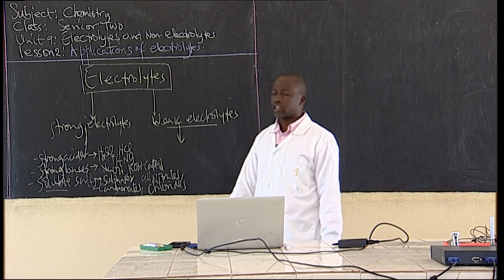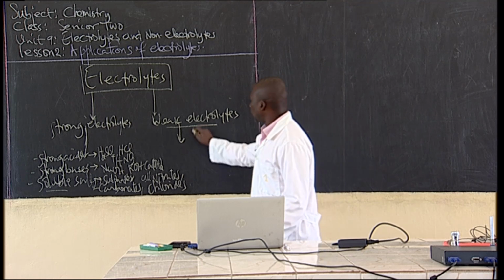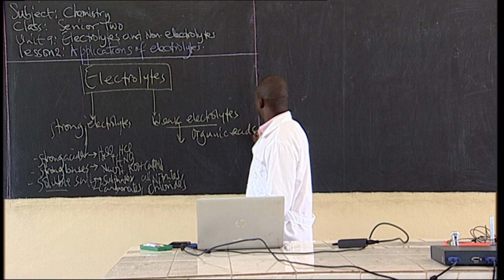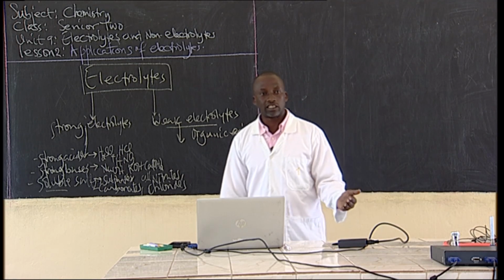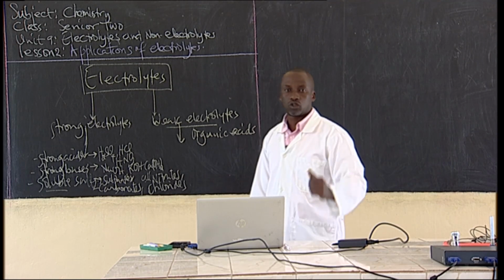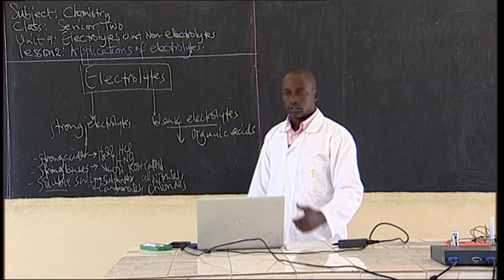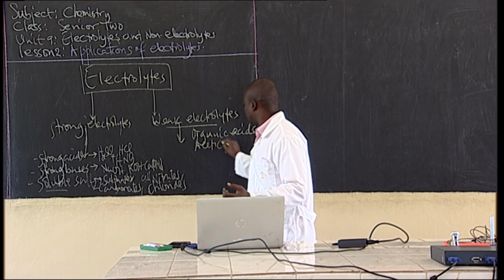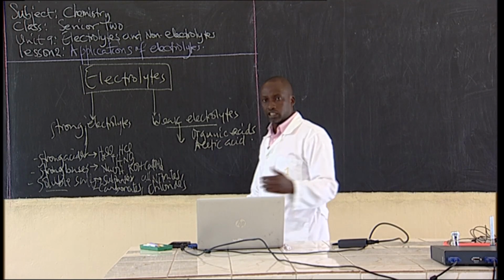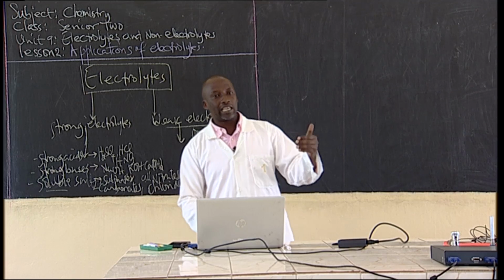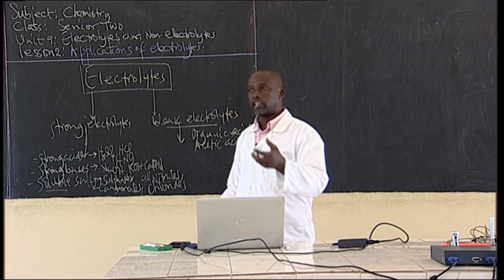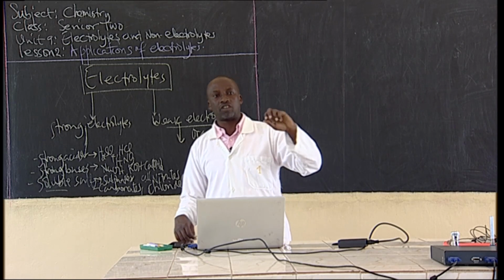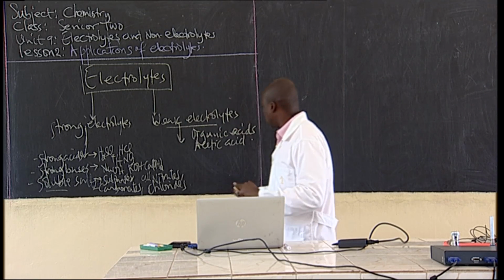Under the weak electrolytes, we talked about organic acids. We gave some examples of these organic acids. The most common example that we gave was acetic acid, which is the component in vinegar that contributes the highest percentage.